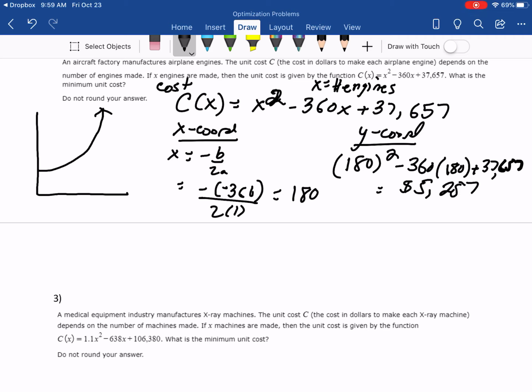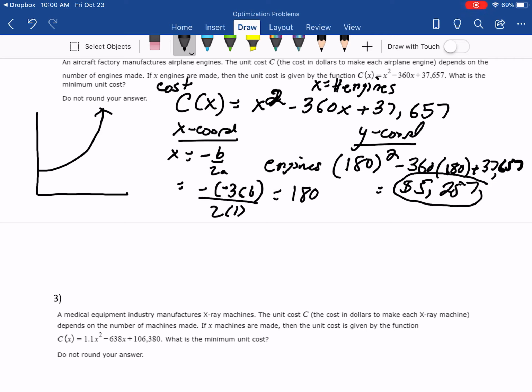So it asks for the minimum unit cost, the minimum value. The production level, the number of engines where the minimum occurs is 180, but the cost of making those 180 engines, the unit cost, is 5,257. That's what they're looking for.